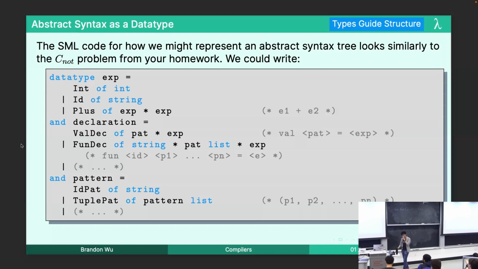So do people see roughly how this fits your understanding of SML? There are some imperfections, but it doesn't really matter. The point is that we can write this structure, and this is a tree that denotes the structure of an SML program. And this is what we're going to parse to.